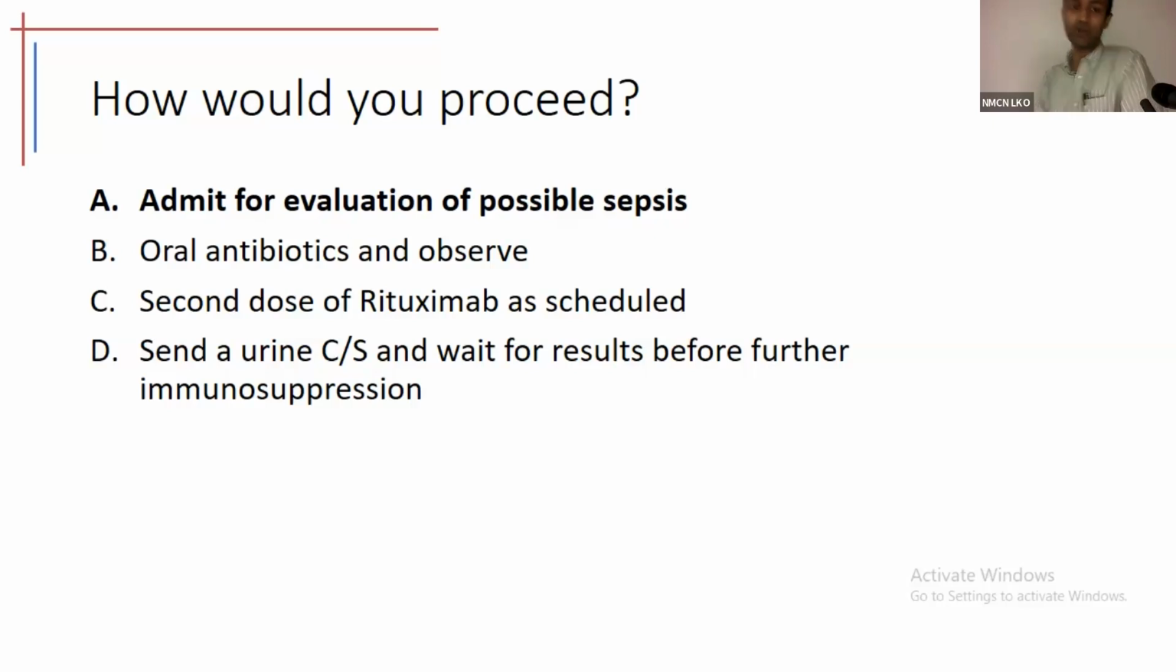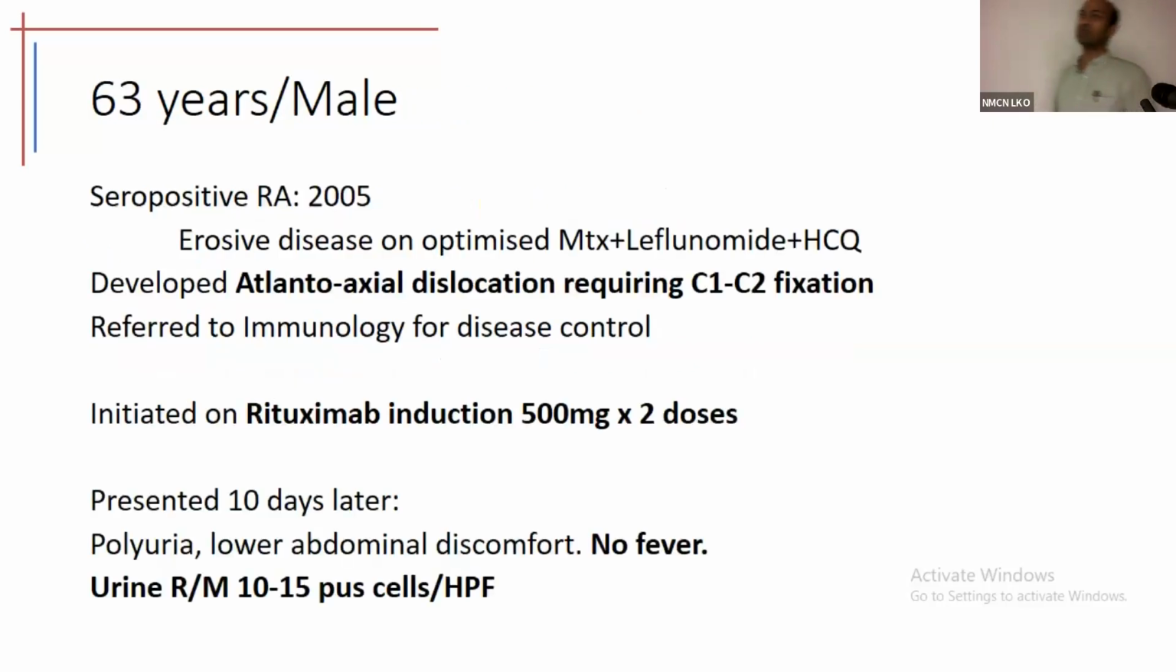So let's go back to the scenario. This is a patient who has had severe lymphodepletion, right? 500 mg of rituximab is enough to wipe out your entire lymphocyte population. So in this patient, even with someone with such vague symptoms, with polyuria, lower abdominal discomfort, the patient may not have fever. Most of these patients who are severely immunosuppressed, they do not have fever as a manifestation of sepsis. So your antenna needs to be up. You need to be very vigilant.